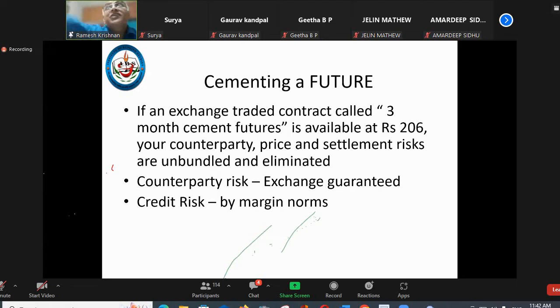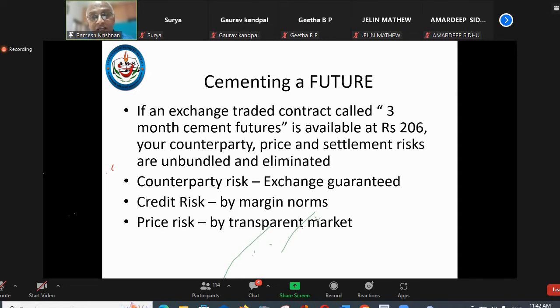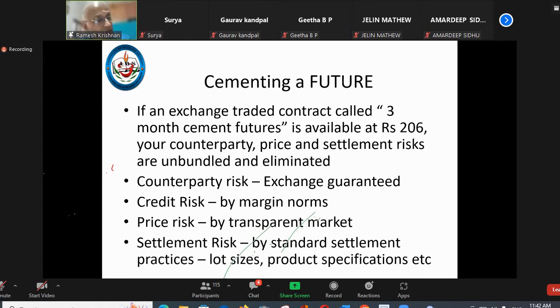Credit risk is taken care of by margining norms that I will explain a bit later. Like if you are doing trading in shares, you will know how you will get a limit, and if the price moves down, how the mark-to-market margin has to be remitted. I'll explain that. But now, price risk here, everybody sees on the screen the same 206. It is not that somebody chooses 205 or 207. No choice. It is electronically traded. So market demand, supply, order driven. So everybody gets 206, transparent.